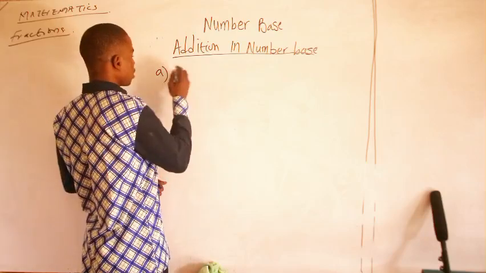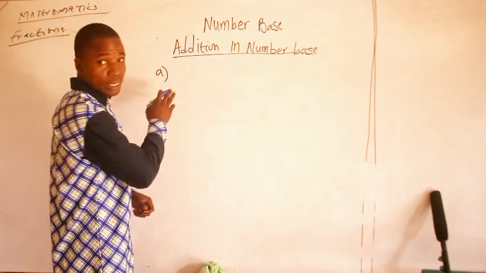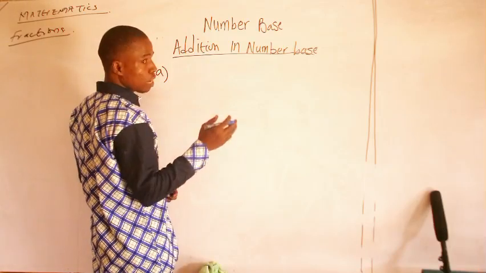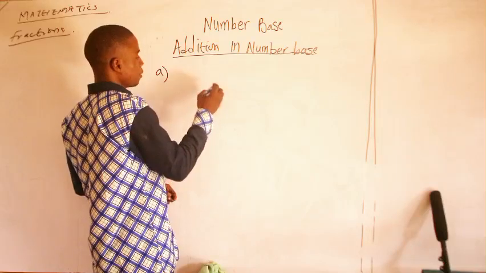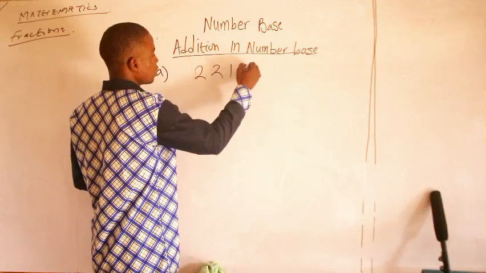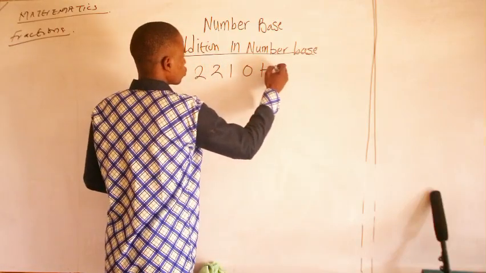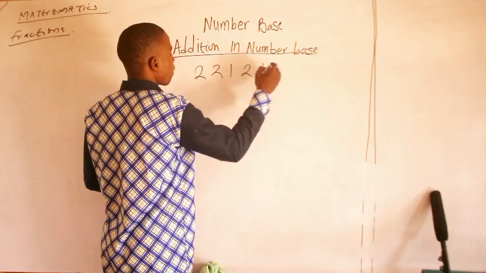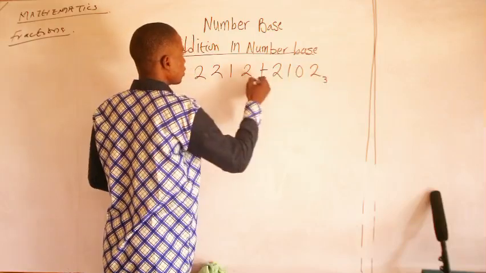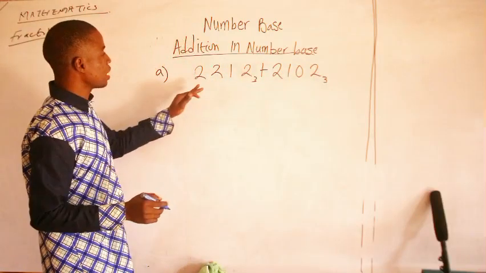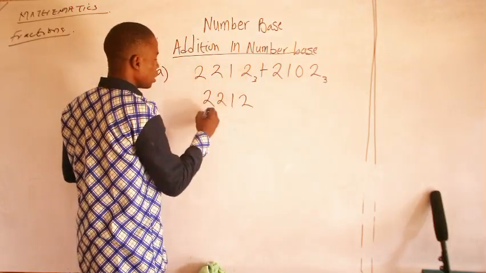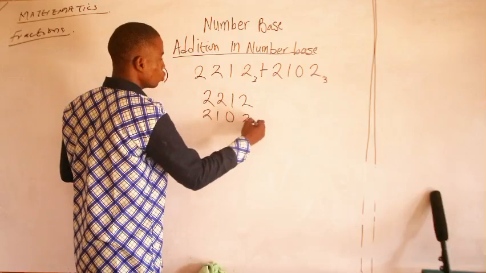Now, the next one, let us see another one, so we can easily understand what is going on here. Let us look at base 3: 2 2 1 2 plus 2 1 0 2, both in base 3. Now, what is the biggest number here? You write 2 2 1 2 and 2 1 0 2 in base 3.